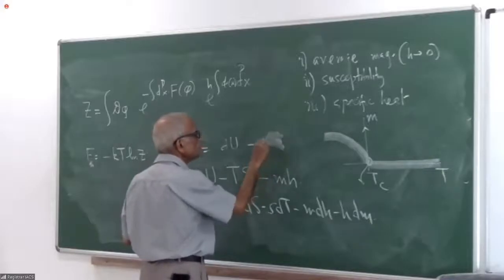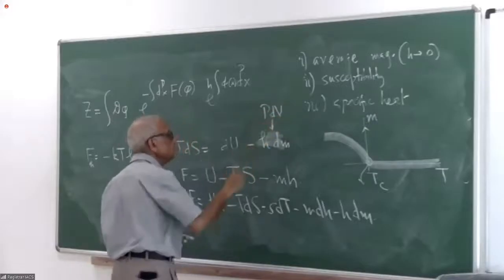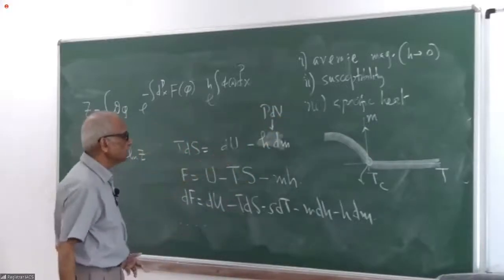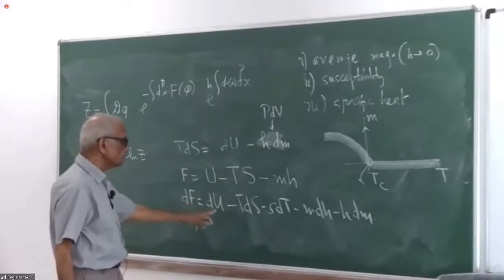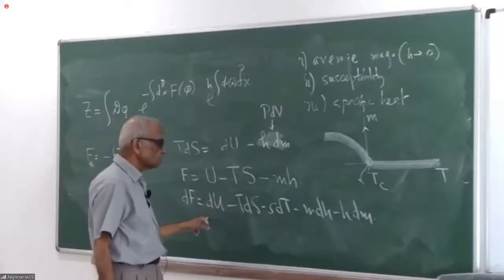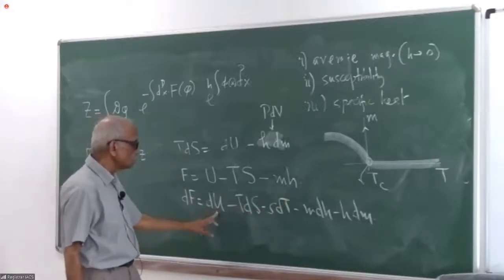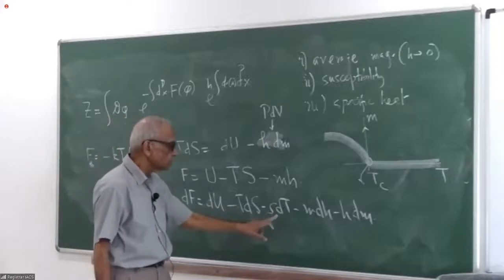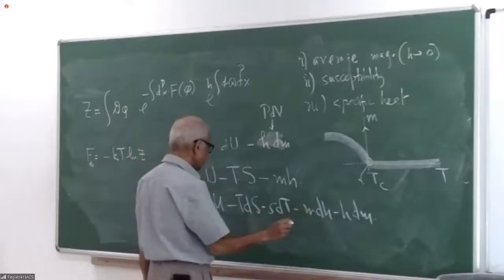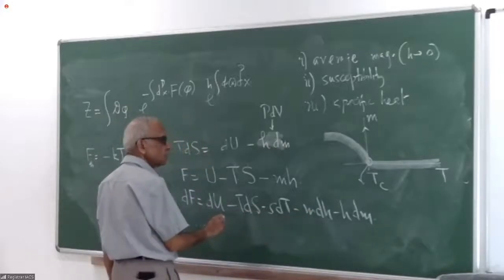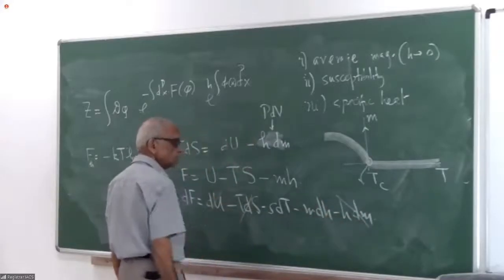It should have been over here, the HDM, the analog of the PDV. So that is your minus HDM over here, and dF is equal to dU. So U has a part of it which is U goes to U minus MH. So it is dU minus TdS minus SdT minus MH. TdS cancels the dU minus HDM. So this dU and HDM, they cancel out.